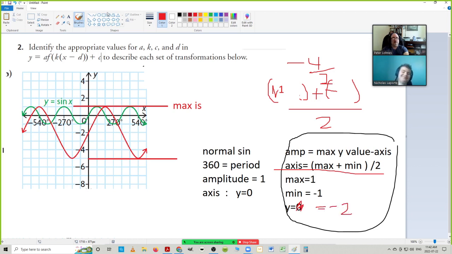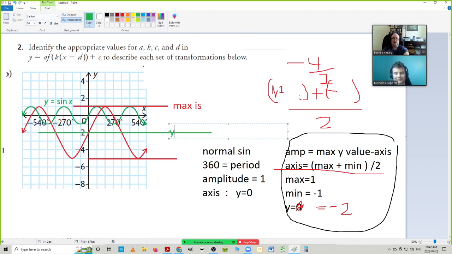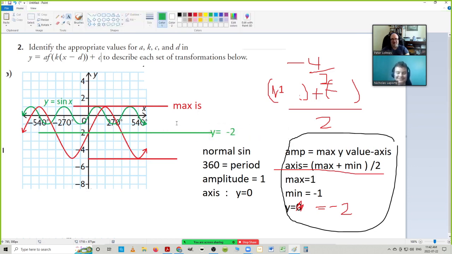Let's have a look. Is that -2 on the y-axis here? Yes. Does that look like it's the axis? Yes. Oh, did you get it? Yes. So we should mark it down, no? Yes. Okay, so you figured out this.